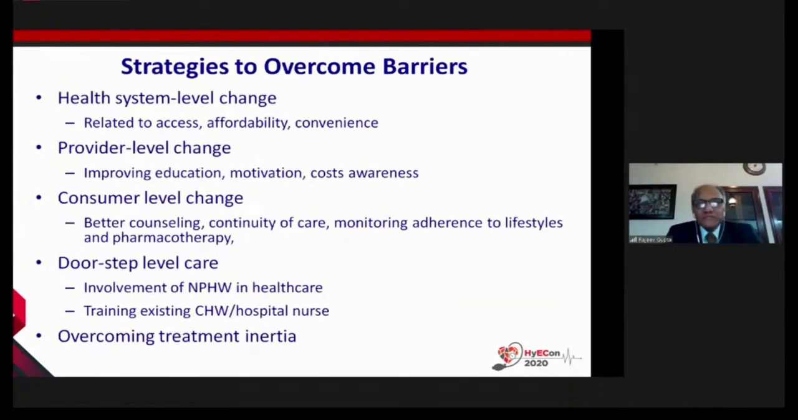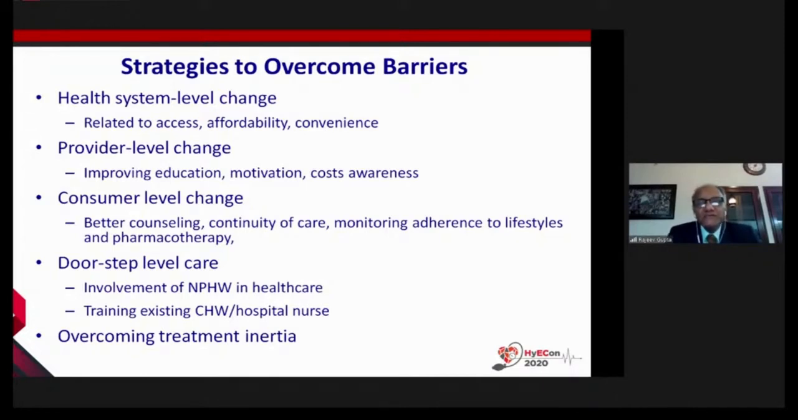How do we overcome barriers to adherence? We need to change the health system level, like improving access to care, affordability, and convenience. We need provider level changes, and we need better education. That's what we are doing right now. It has to be motivation and cost awareness.